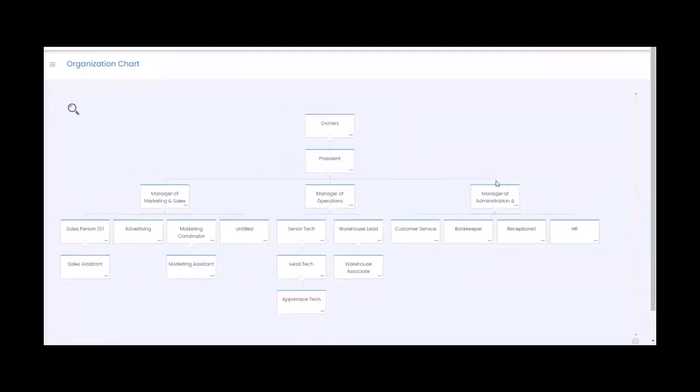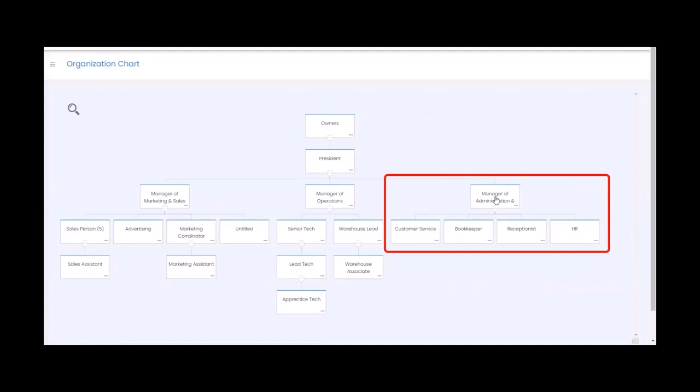Next department is admin, finance, human resources. There's not like a really great title for the head of this department. It really kind of depends on your industry. I like this position title. It's called Manager of Admin and Finance. It could also be General Manager, Office Manager.